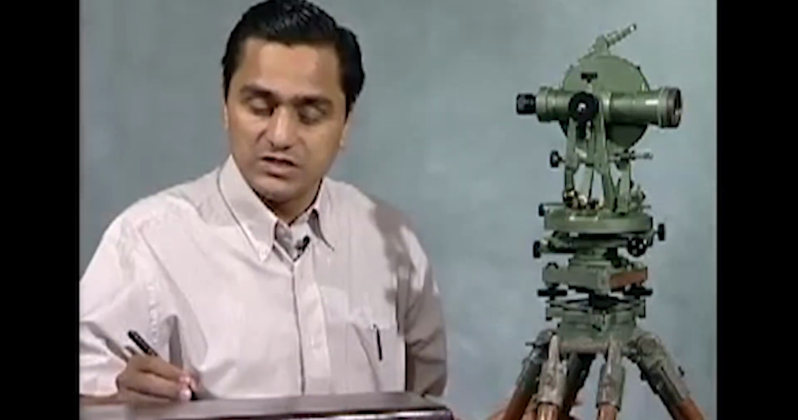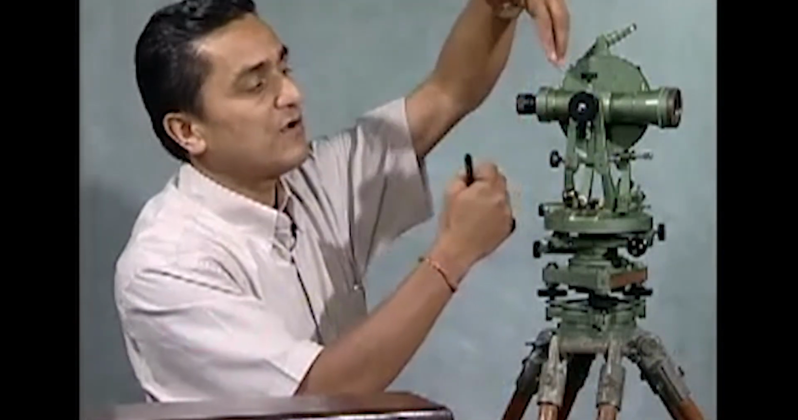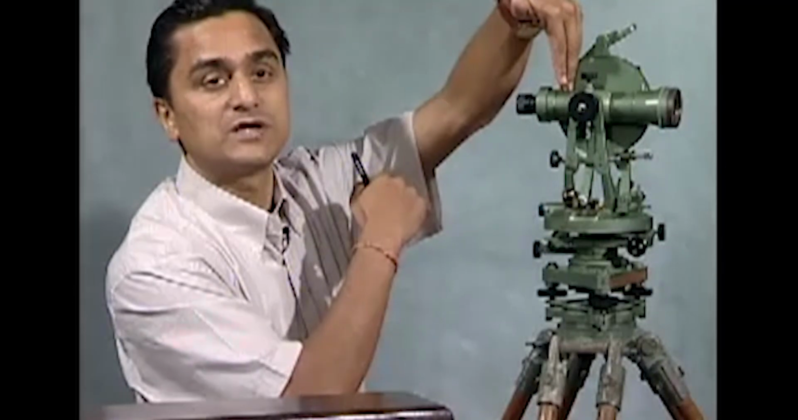When I look through the telescope, I need to see the object very clearly. Also, I need to see the crosswire very clearly, because the crosswire is the frame. We have seen the utility of that. The diaphragm is fitted here, and the crosswire is fitted somewhere here. Now I need to see this crosswire very distinctly.